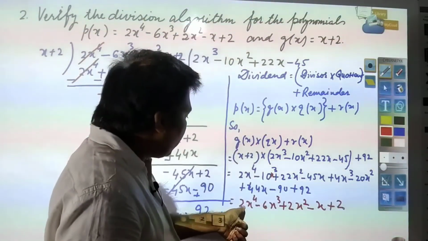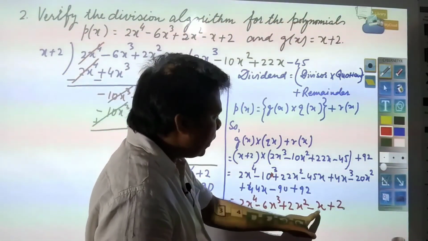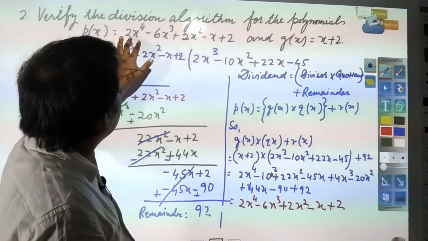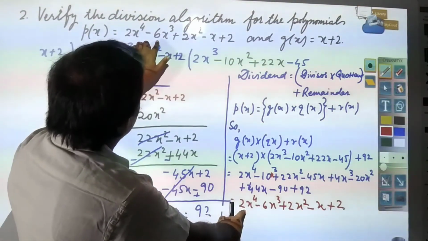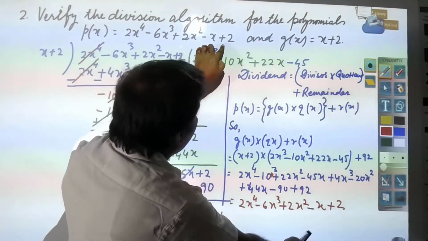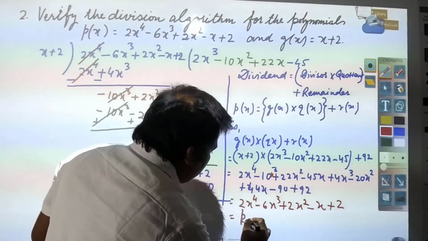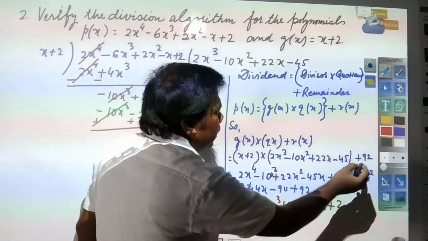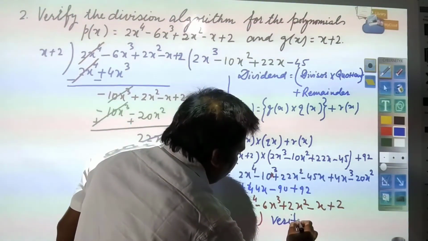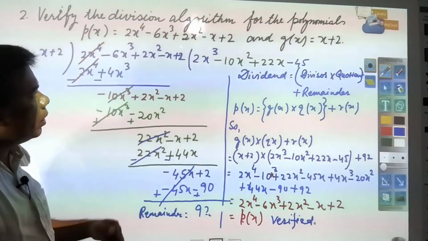So finally you have got 2x to the power 4 minus 6x cube plus 2x square minus x plus 2, and that is equal to your Px, 2x to the power 4, you see, minus 6x cube plus 2x square minus x and plus 2. So that is equal to Px, and here you can write verified. In this way, this type of questions are required to be solved.